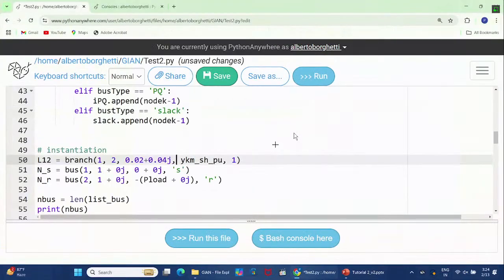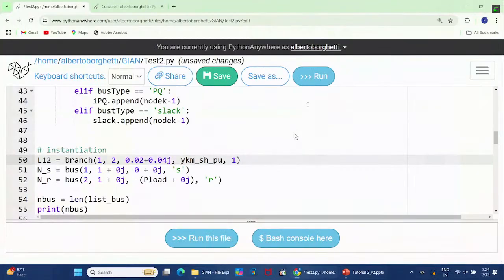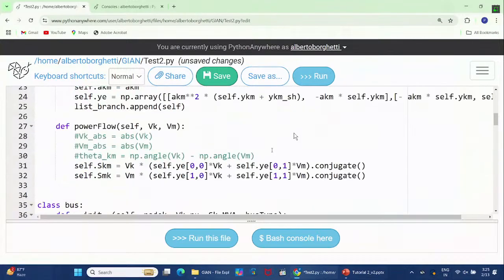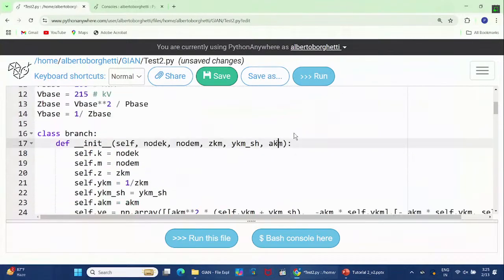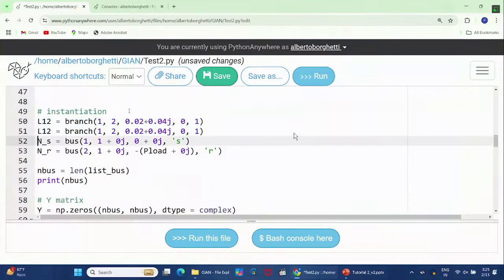And then we need to put the admittance, and you see that in this example there is no shunt admittance in the line. It is neglected. So we need to put 0. The 1 is just the ratio, but these are lines, so there is no transformer, so I put 1. I do the same for all the lines, so not only 1, but also the other 2 lines.